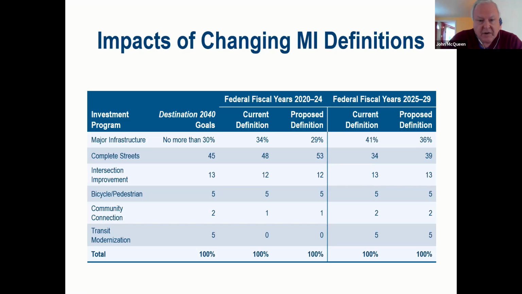Current definition and in the proposed definition in those outer years. Is there any discussion to bring that ratio back more into balance with the original goals, to get complete streets a little closer to the 45%? Well, basically, in that second time frame, those are the projects that are programmed right now.